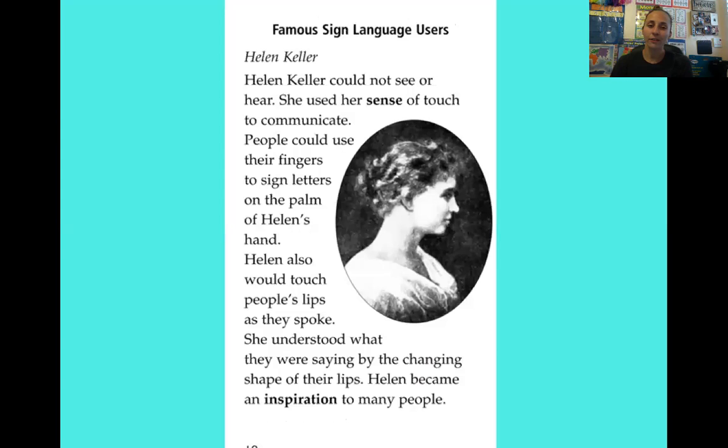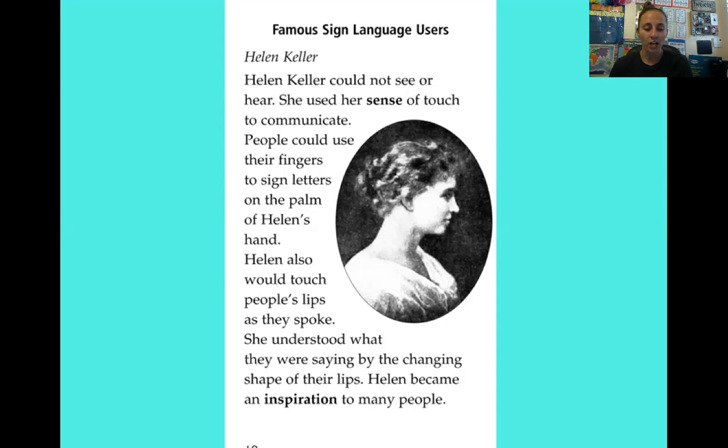Famous sign language users. So we learned about Helen Keller, you guys. Helen Keller could not see, right? She was blind and she was deaf. She used her sense of touch to communicate. People could use their fingers to sign letters on the palm of Helen's hand. So she actually used her palm and people would sign and she could feel them.